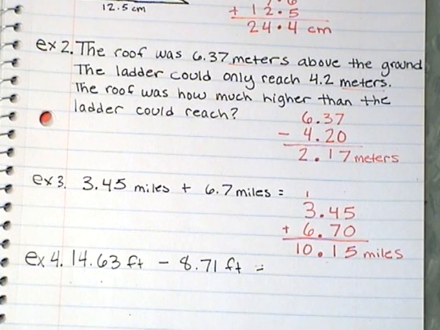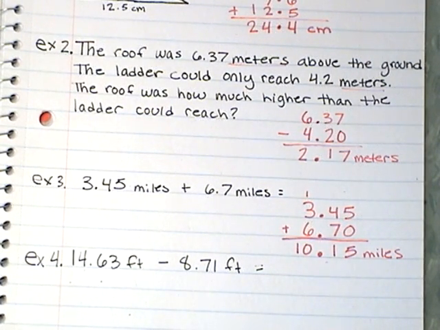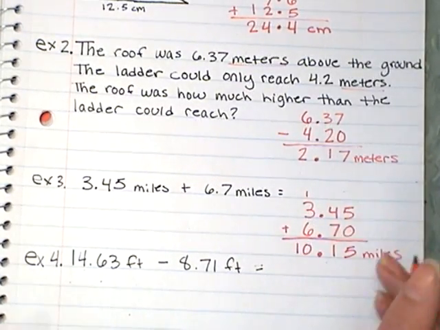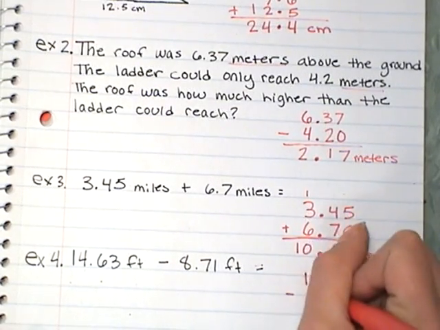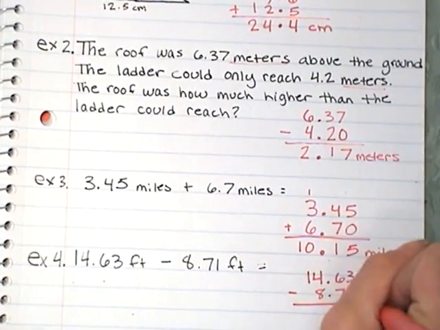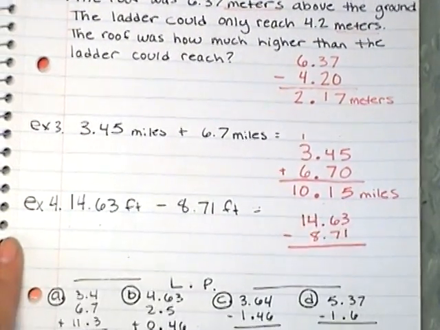Alright, and go ahead and try the next one. So we have 14 63/100ths minus 8 71/100ths. Go ahead, set it up, and try the problem yourself. Okay, so I'm going to put 14 63/100ths minus 8 71/100ths.